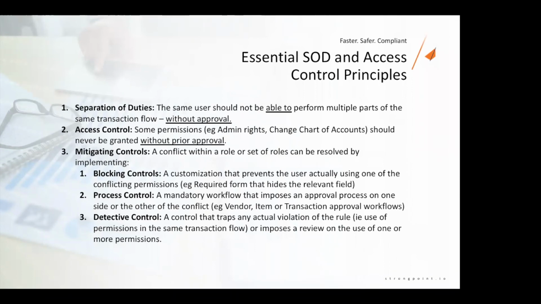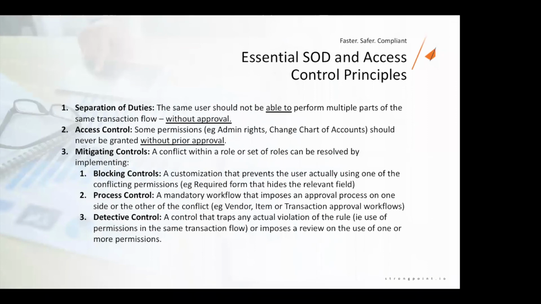A process control deals with the other side of this. It deals with the approval part of it, and it says a mandatory workflow that imposes an approval process on one side or the other. Now, when we say workflow, we're saying workflow generally. You might actually be using a NetSuite workflow. This could also be implemented with scripting. It could also be implemented in some other way with a checking approval process.